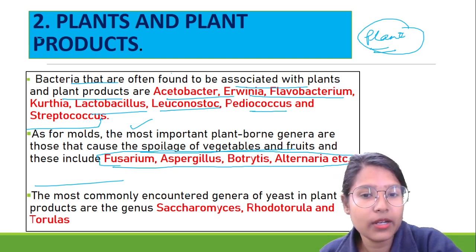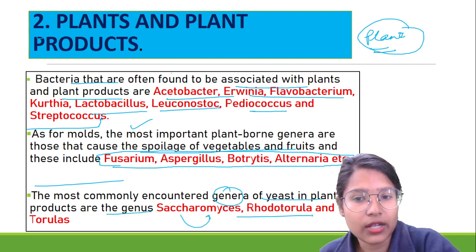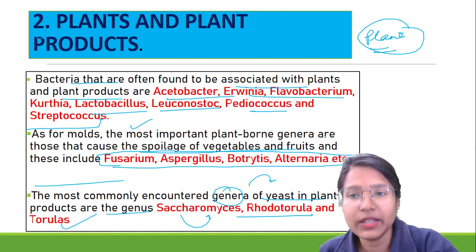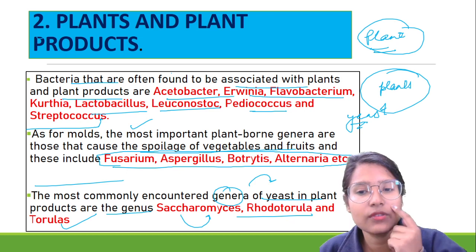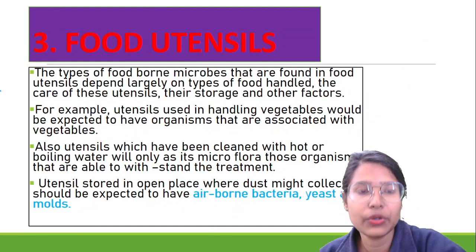So the most commonly encountered genera of yeast in plant products are generally Saccharomyces, that is Rhodotorula and Torulopsis. These are the genera of yeast in plants. Okay, that is the yeast genera which is found in your plants. Now next one is your food utensils.